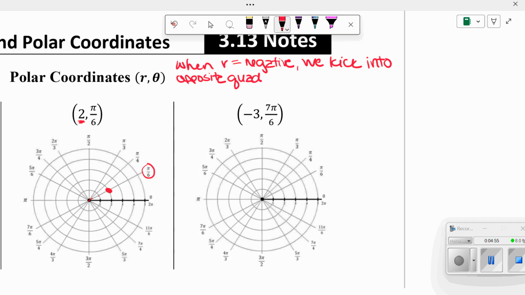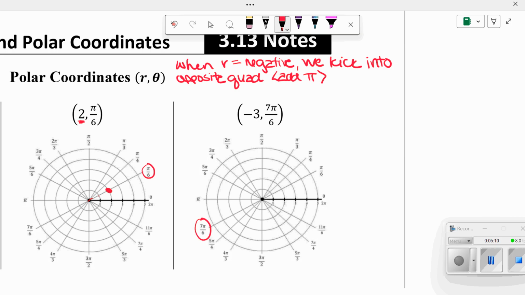Now, that's the same thing as saying we have to add pi to it. I like saying we kick it into the opposite quad. Okay, so it looks like this. We start by going to the location 7 pi over 6. So 7 pi over 6 is right here.